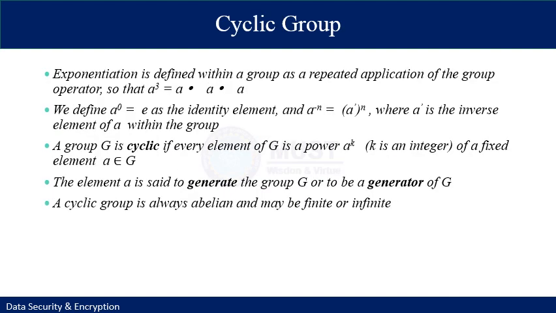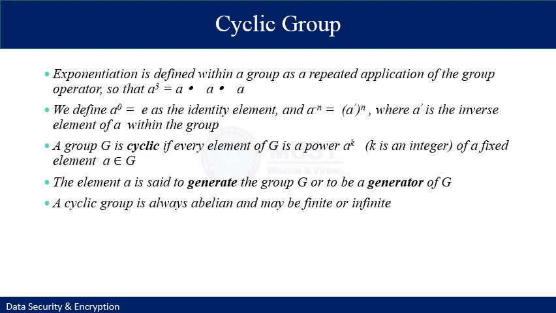So apart from the abelian group, the other group type is a cyclic group. Cyclic group refers to the exponentiation, and it is defined within a group as repeated application of the group operator. For example, if we want to specify a cube, we can specify it with a dot a dot a. For this example, dot refers to the multiplicative operator. Similarly, we define a raised to power 0 as identity. That means if we take the power 0 of any number, we get the identity element. And a raised to power minus n will be equal to a inverse power n, where a inverse is the inverse element of a in the group.